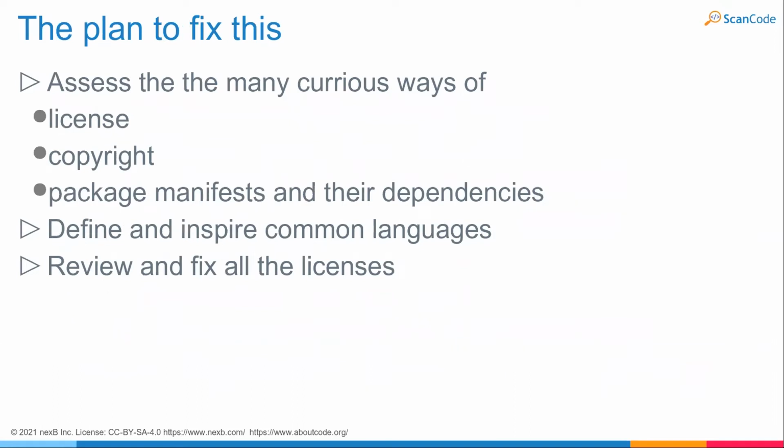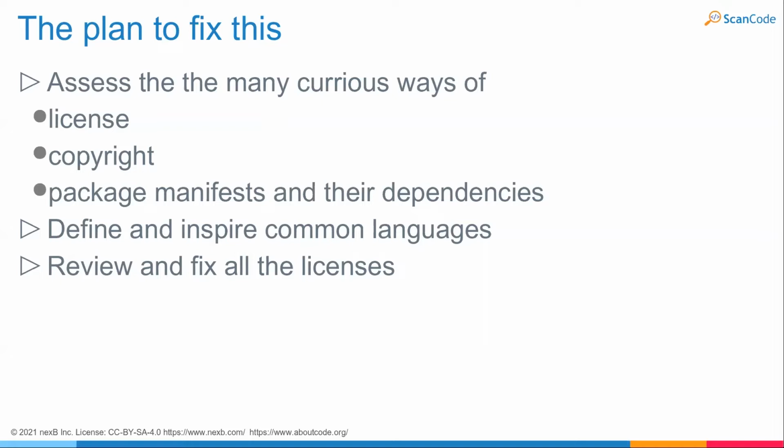And the plan to fix this is going to be, first, we're going to look at the many current ways we have license being documented across different package types or ecosystems. Look at the way things happen with copyrights, and then a bit of package manifest and their dependencies, but a bit less. That's not the primary focus there. And we're going to look at how we can define common languages about that to help fix the problem, and then how effectively we can have an action plan to review and fix all the licenses.